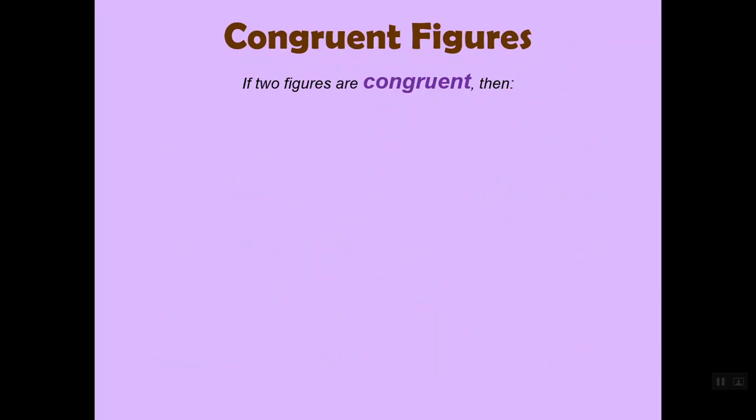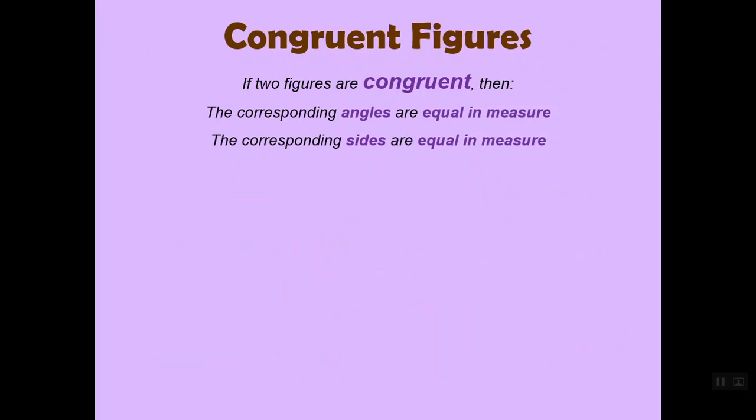If figures are congruent, then we know a few things about them. We know that the corresponding angles, that means the angle from one figure that matches up with the angle of the other figure, are equal in measure. And we know the corresponding sides are equal in measure. So you can see in these two triangles, the little lines indicate that the angles of the red triangle are the same as the angles in the blue triangle, and the lengths of the sides in the red triangle are the same as in the blue triangle.